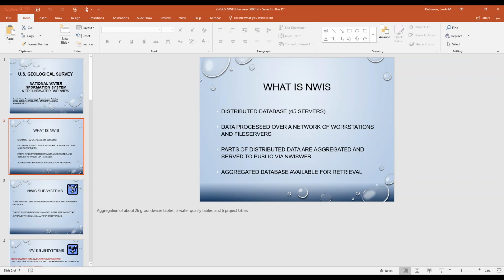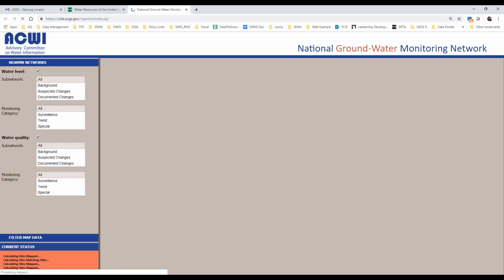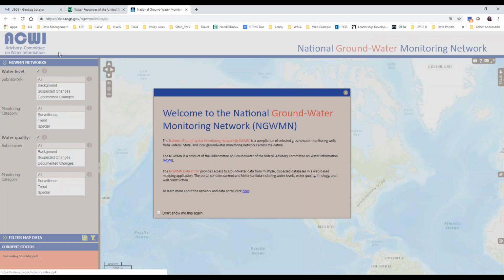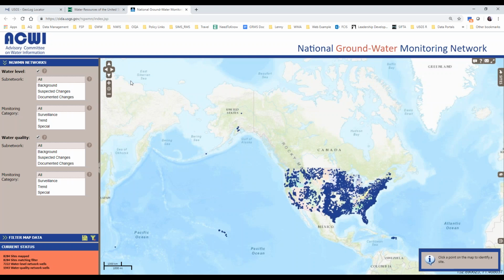Another lesson learned involves one of the networks we have, the National Groundwater Monitoring Network. It is a network where USGS, along with other data providers, has collaboratively created a database. We don't always collect data the same way across all these different data providers, so it's hard to meld USGS data with state cooperator data because we collect different information.